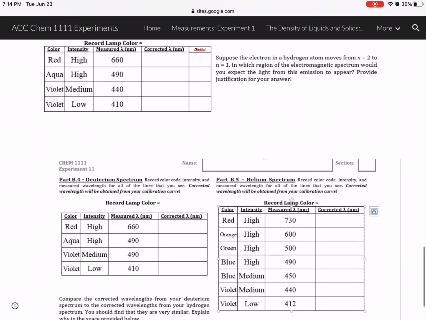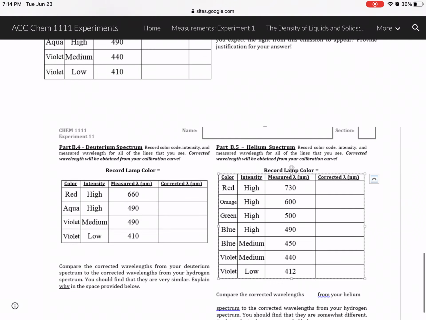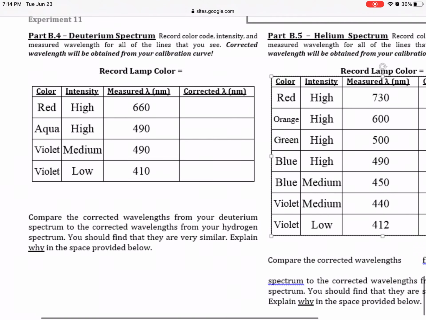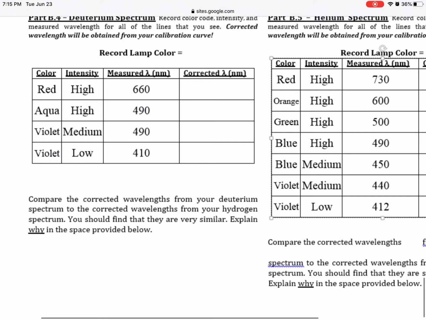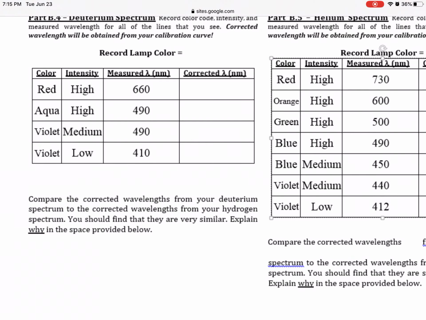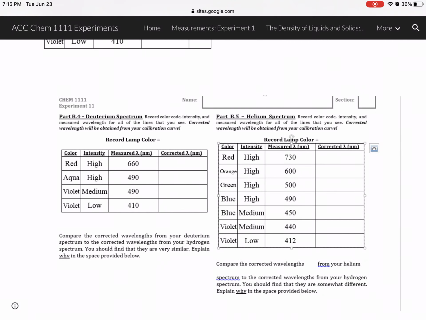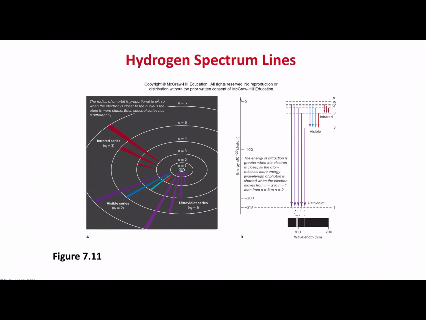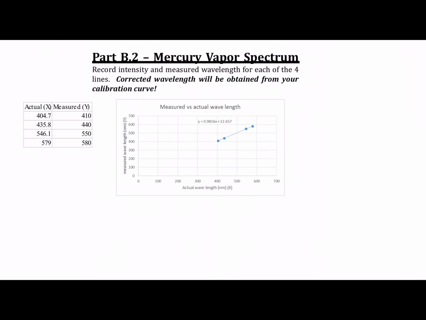So go ahead and calculate the corrected wavelength for the deuterium, and then it's asking you to compare the corrected wavelengths from your deuterium spectrum to the corrected wavelengths from your hydrogen spectrum. You should find that they are very similar. Explain why in the space below. Now, what is deuterium? Some of you may know, but if you are not familiar with deuterium, deuterium is an isotope of hydrogen.